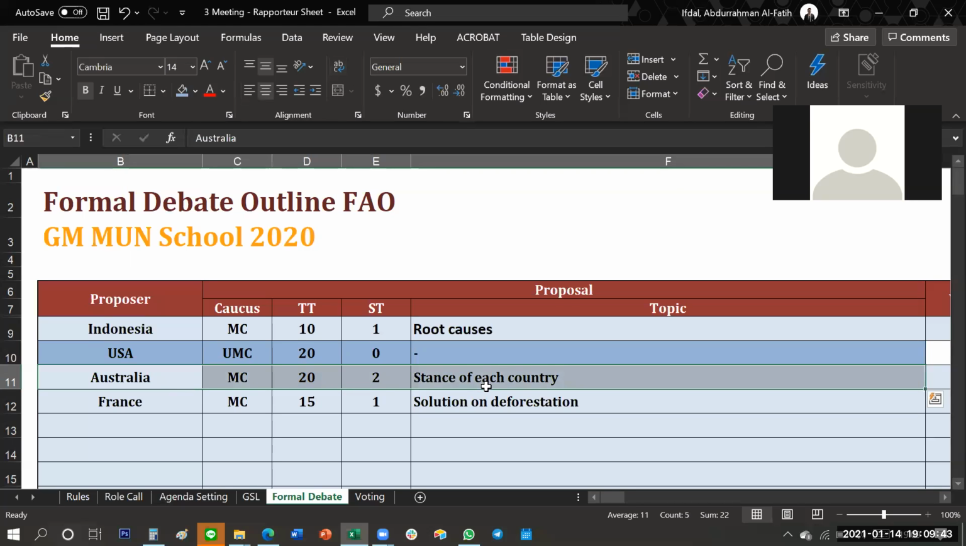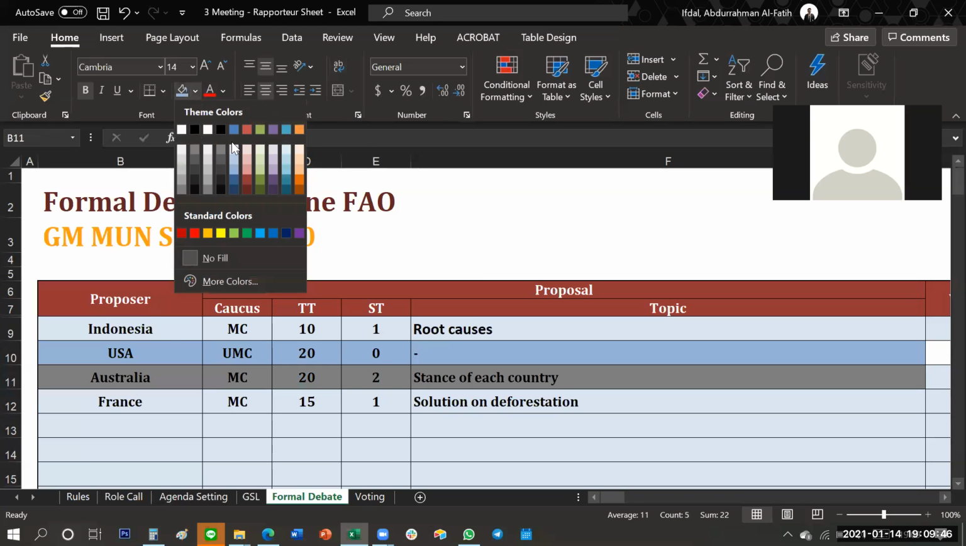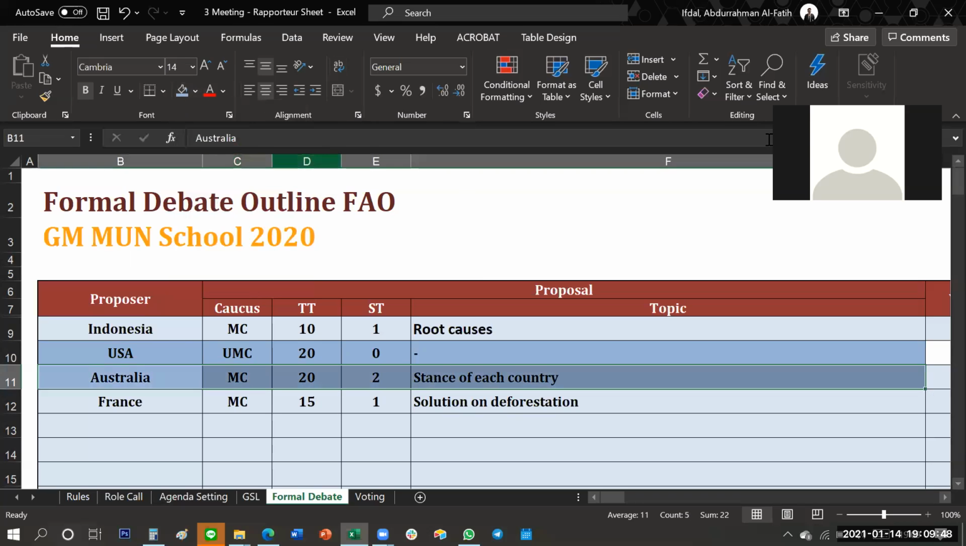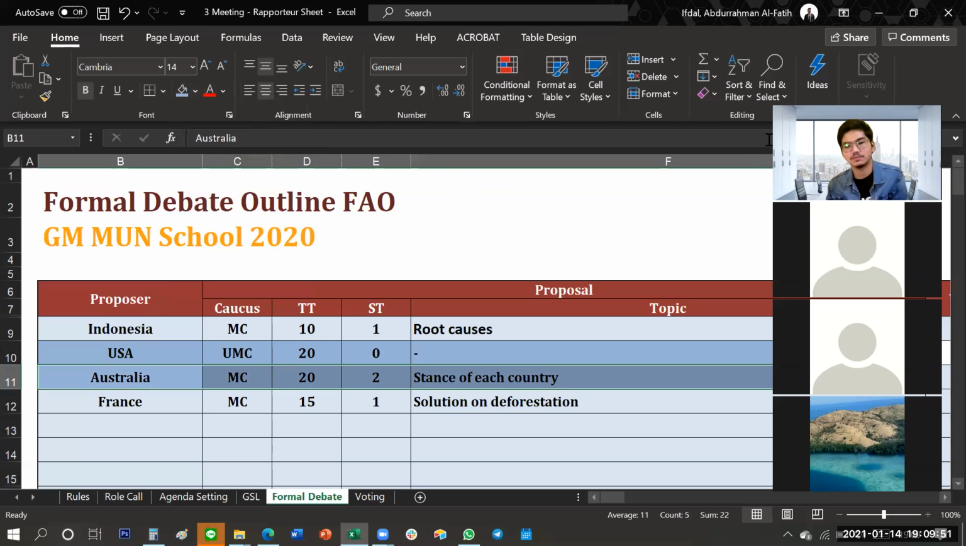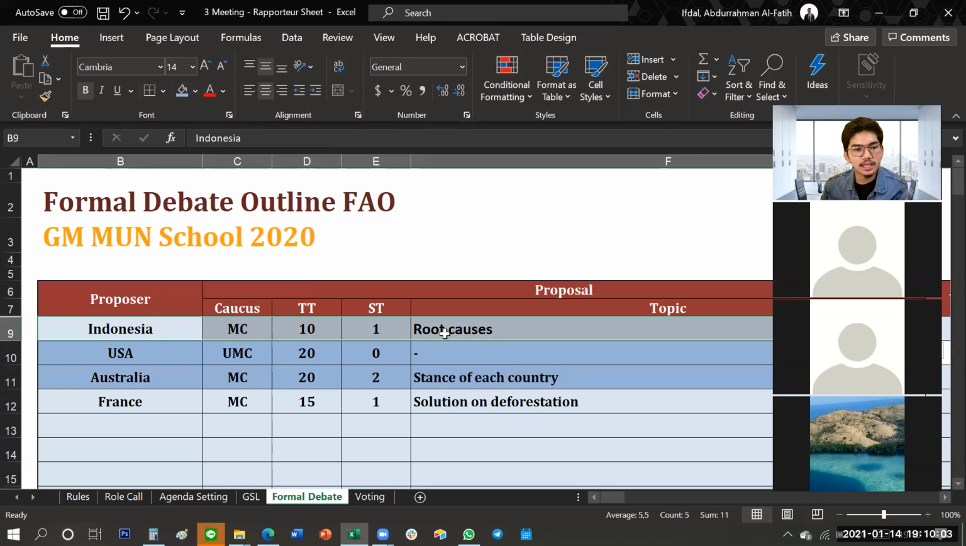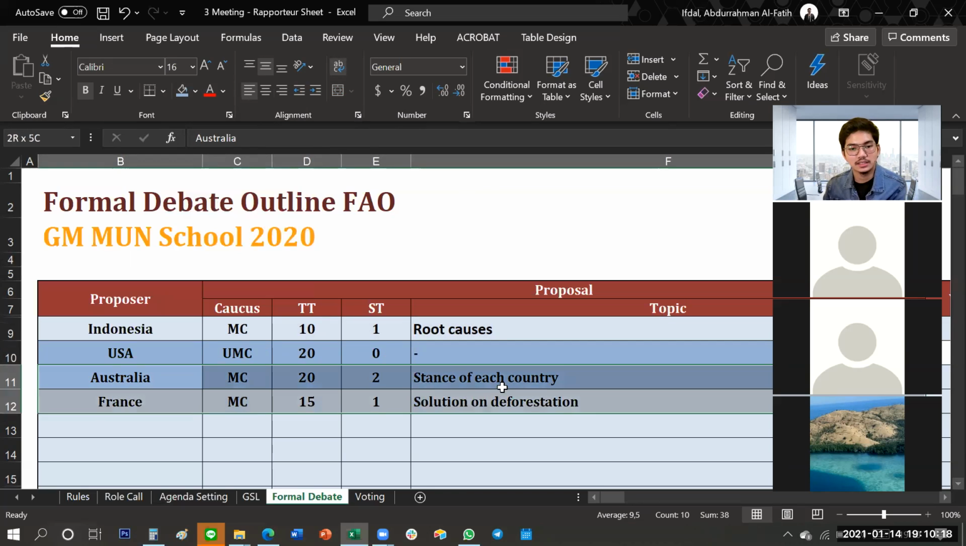We will go with Australia. Okay, Australia. Octavina, are you still there? You can do Australia just like what Cindy did. Okay, but sir, can you please repeat? What should I say? Actually, I forgot. Oh, okay, sure. I will say as Indonesia, yeah. Indonesia, delegate of Indonesia would like to propose a moderated caucus with a total time of 10 minutes, with 1 minute speaking time each to talk about root causes. Okay. You can do Australia now.